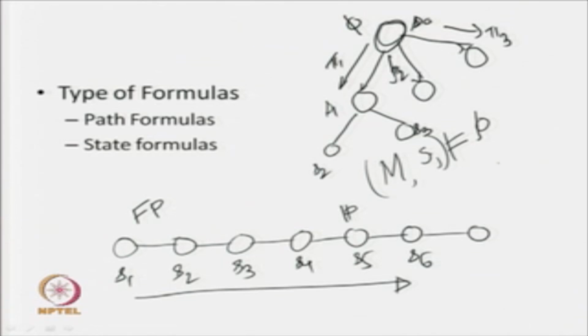Now, we are going to talk about a particular class of temporal logic known as CTL, computational tree logic. Computational tree logic is a branching time logic. We have to look for all possible paths, and when from a particular state we look into all possible paths, then we say that the formula is true in that state. So, we are going to talk about state formulas in case of CTL.